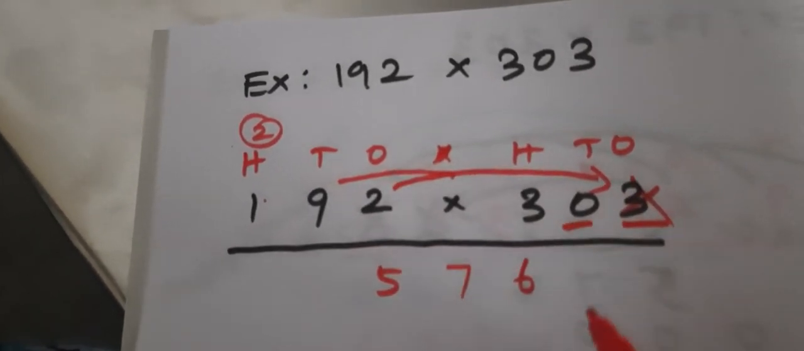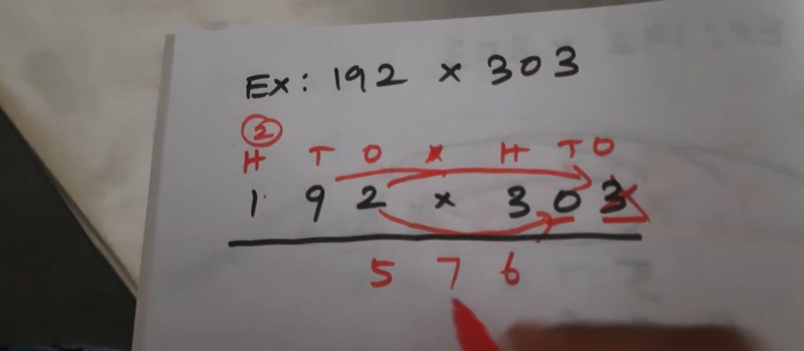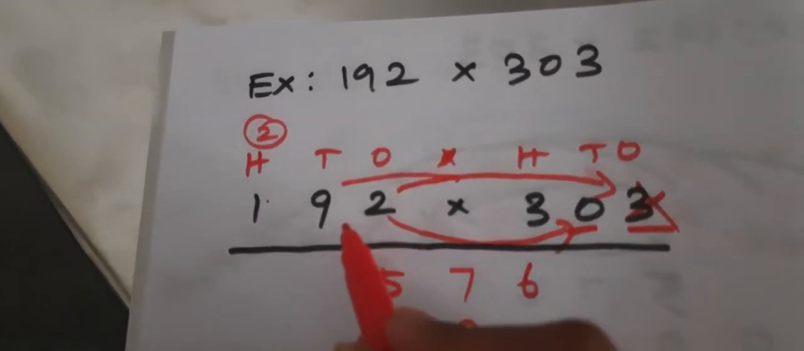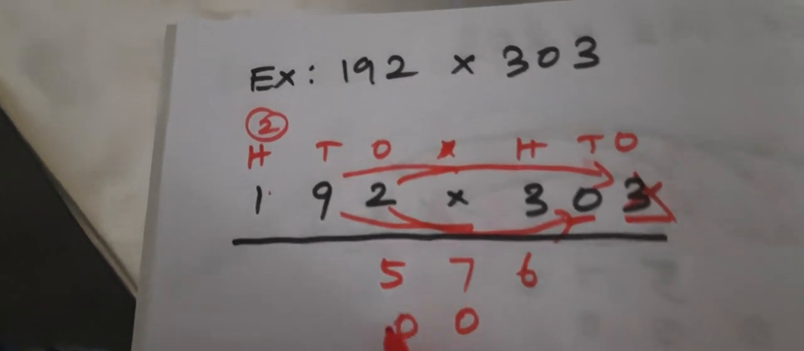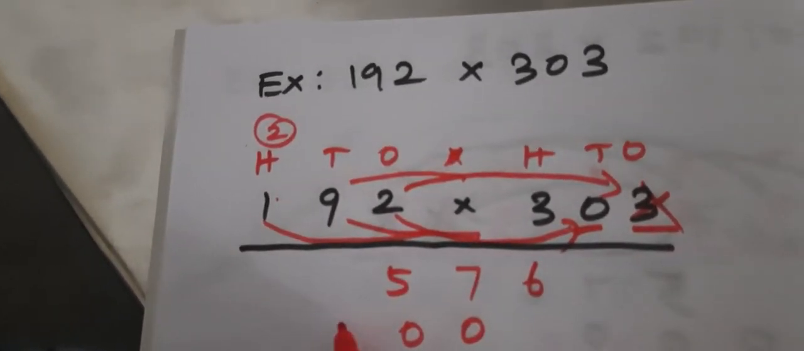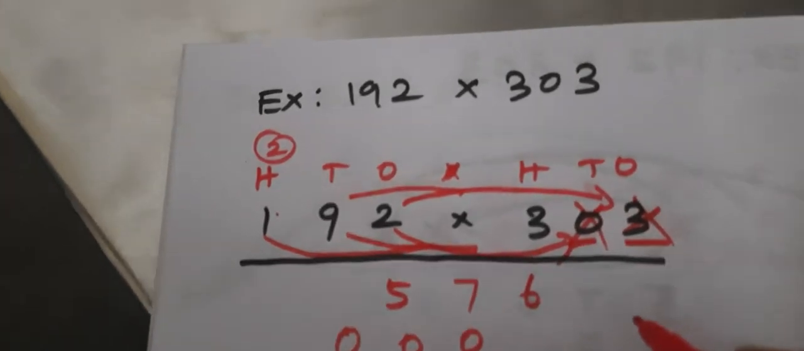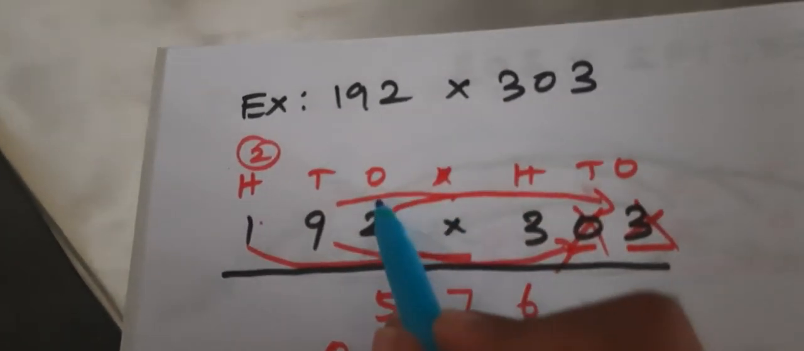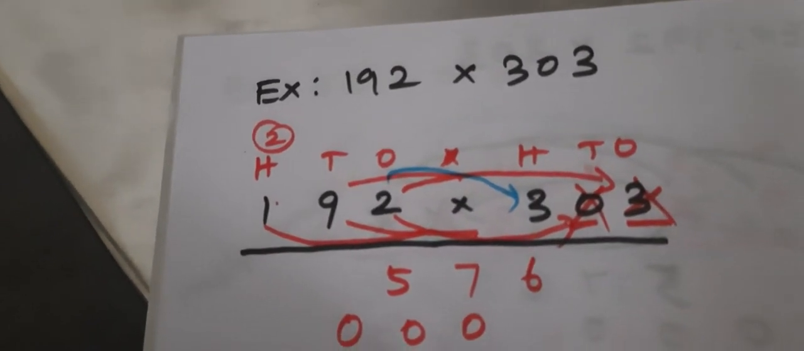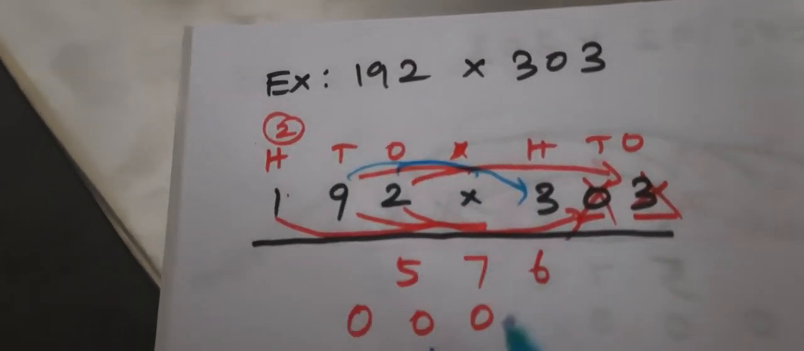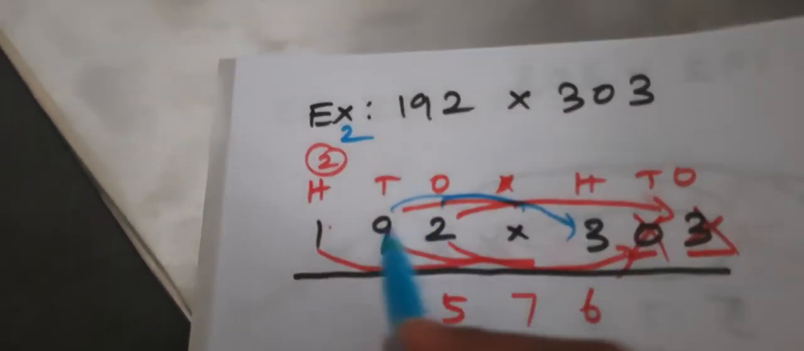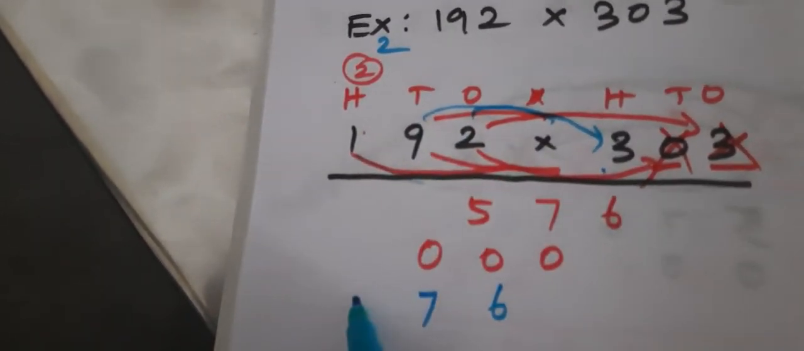Completed means strike out. Next we move to this one. 2 into 0, 0. Skip the places. 9 into 0, 0. 1 into 0, it's a 0. So this one we completed, strike this. Next one. 2 into 3 is 6. Skip the places. 9 into 3, 27. 1 into 3, 3, plus 2 is 5. So the answer is 6, 7, 5 plus 6, 11. 1 is a carryover. 1 plus 7 is 8, 5. So this is the answer.